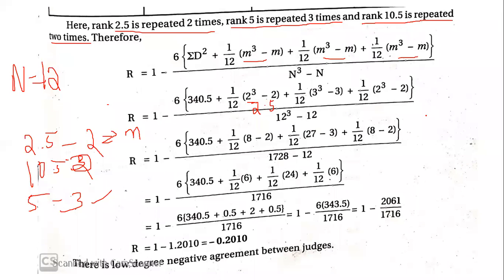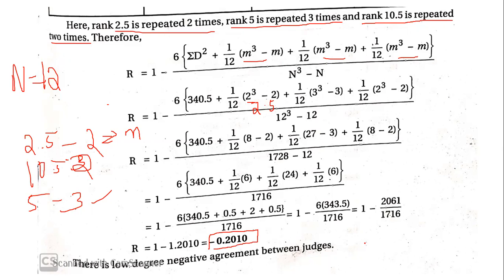Now if you simplify this, first don't multiply 6 here. First do the simplification for all of these values and then come back to this 6 at the end. First find out the cube values: 8 minus 2, 27 minus 3, and 8 minus 2 once again. So you get the values here as 0.5, 2 and 0.5. And the final R value is going to be minus 0.2010.